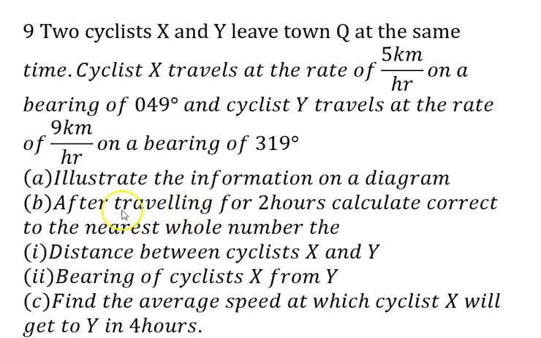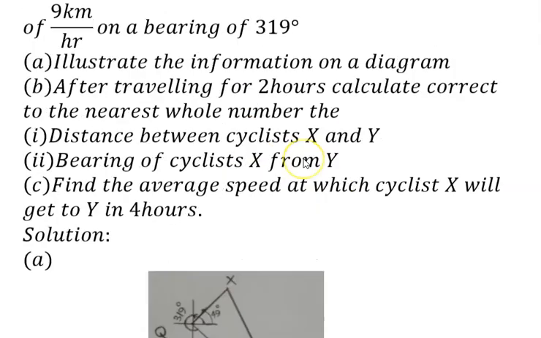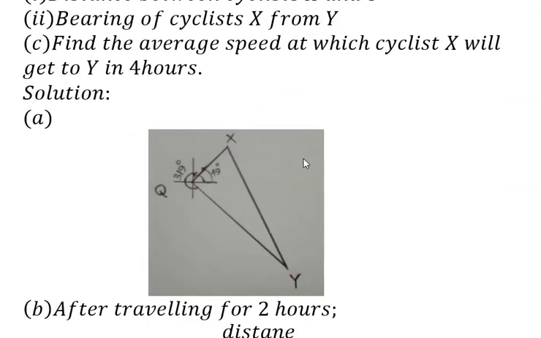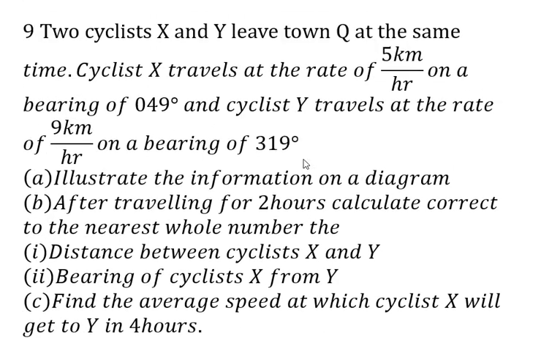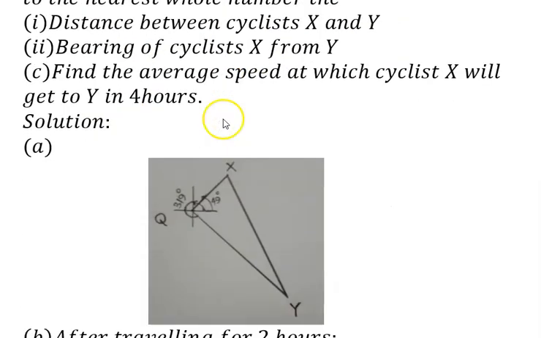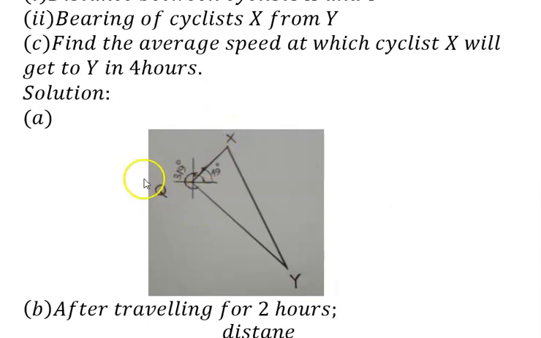So this question says illustrate the information on the diagram. That's the first thing. Now this is the diagram we have. We are told that cyclists S and Y leave town Q at the same time. This is town Q now. This is X, this is Y. They leave this town at the same time.